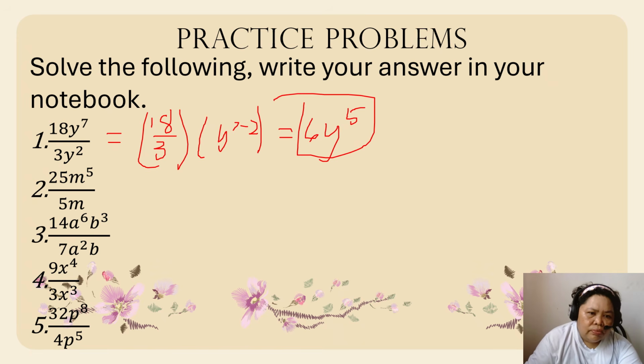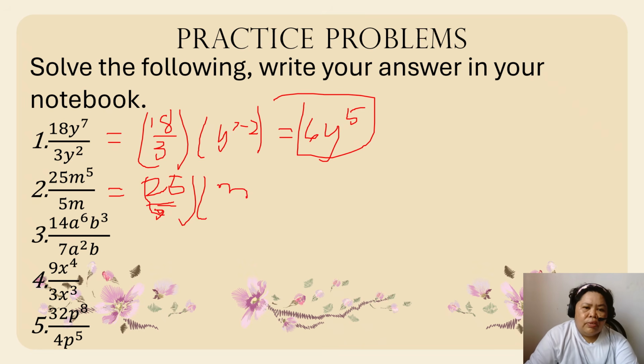Okay. For number 2, we got 25 divided by 5. Then we have m to the power of 5 minus 1. Remember, if there is no exponent, that is 1. There is always an invisible 1. So 25 divided by 5 is 5. And then m, 5 minus 1 is 4.